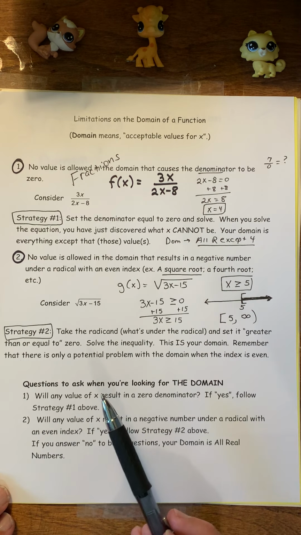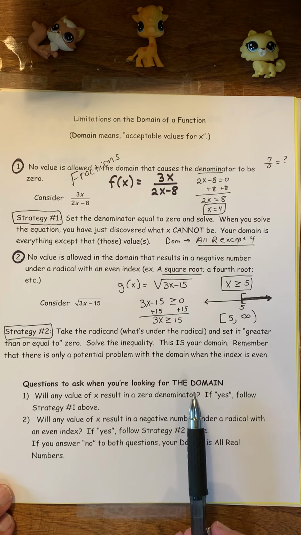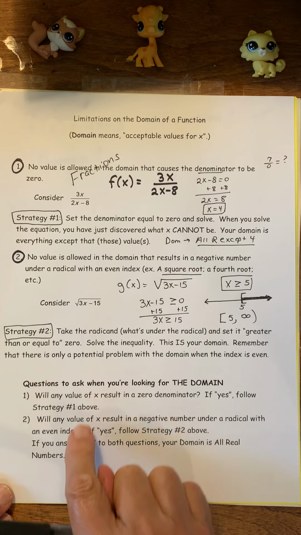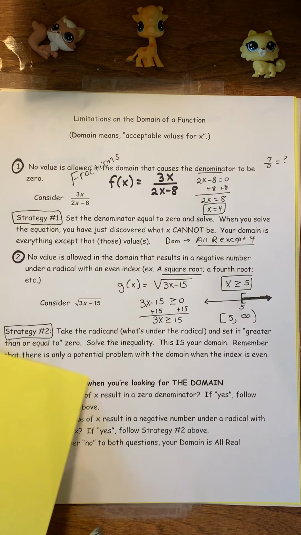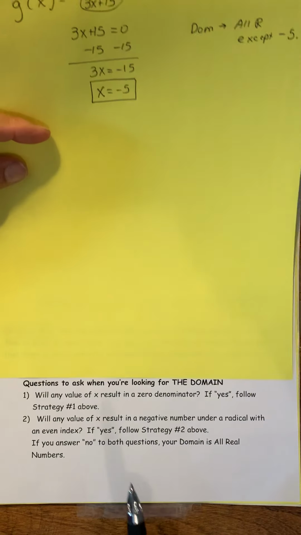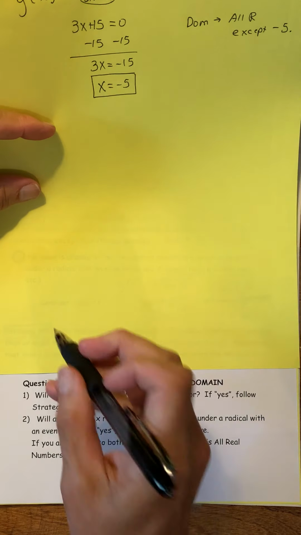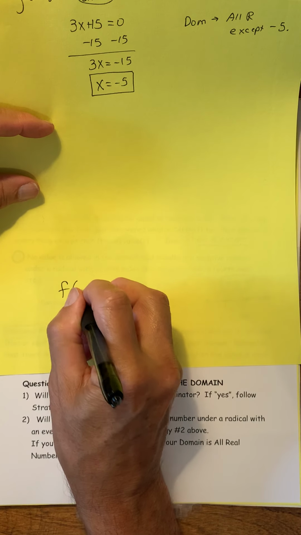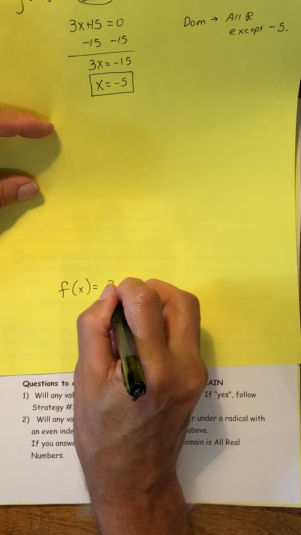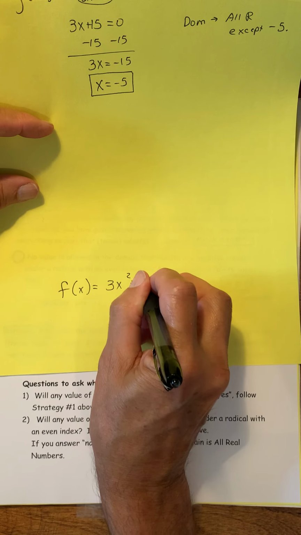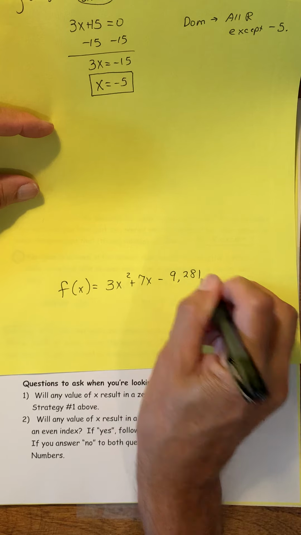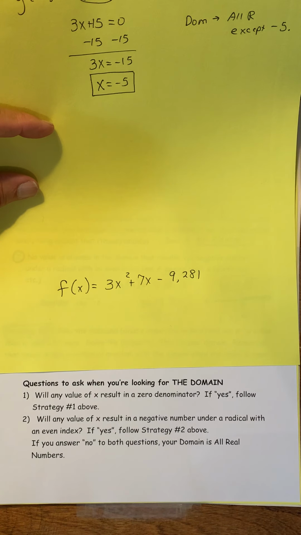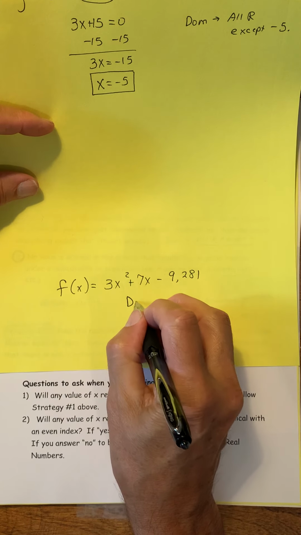So once again, whenever you are asked about a domain, immediately go to these two questions. And let me give you one more example and let's apply these two questions to it. F of x equals 3x squared plus 7x minus 9,281. Oh my gosh. I'm wondering about what the domain is.